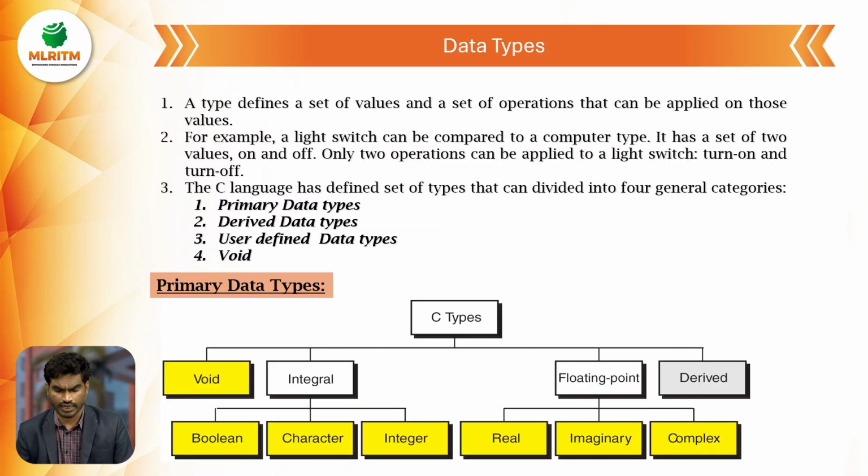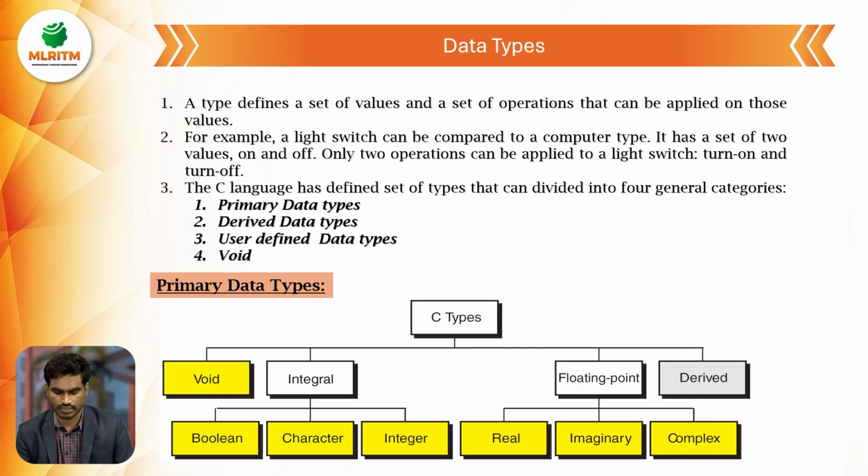Next, data types. A type defines a set of values and a set of operations that can be applied to those values. Okay, for example, a light switch can be compared with a computer type. Here it has a set of two values, that is on and off. Only two operations can be applied to the light switch, that is turn on and turn off.